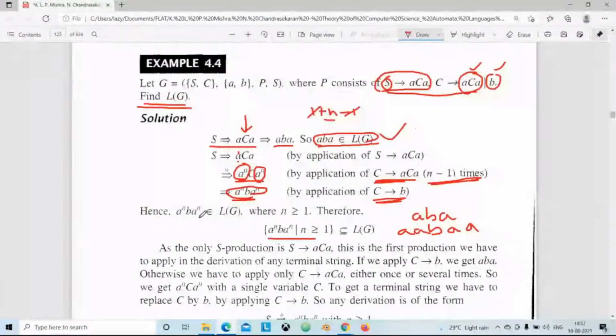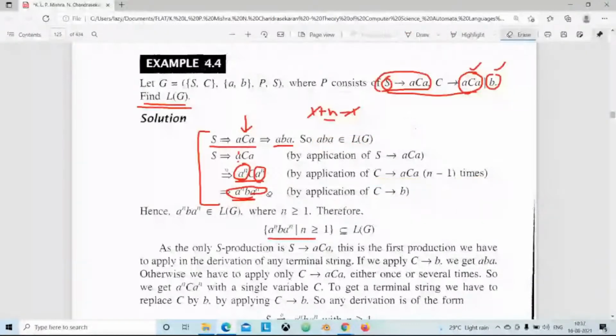You have to try to realize what is happening in this. Once you get it, then the same concept you can apply.